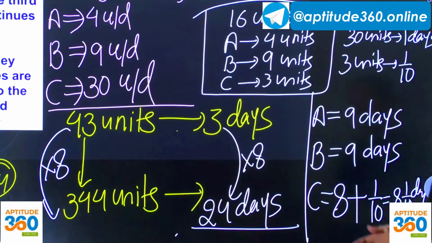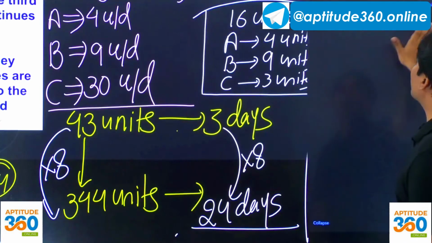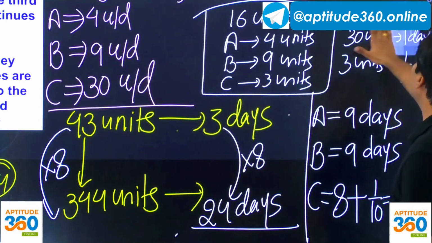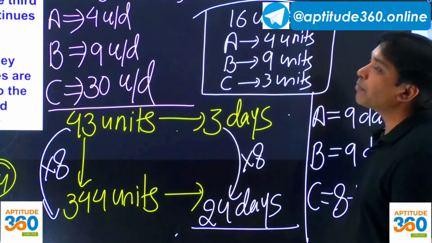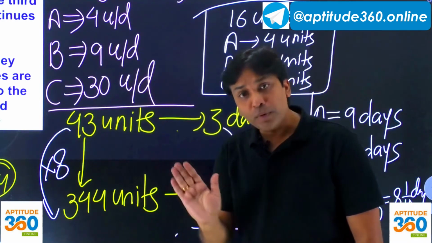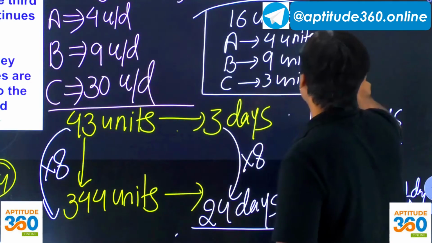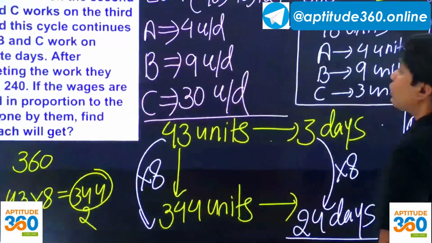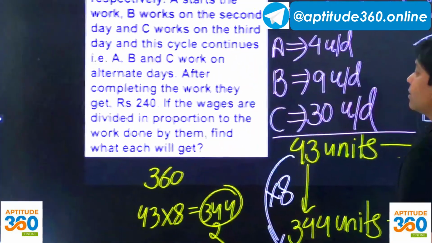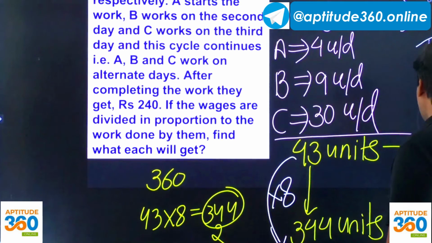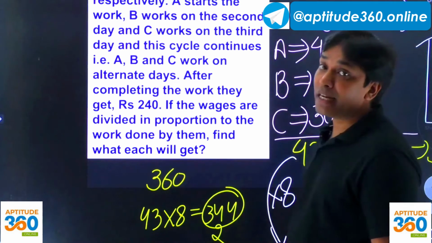ये तो आपको अगर प्रॉब्लम यहीं पे होता तो प्रॉब्लम आपका सिंप्लीफाइड हो जाता. जैसे वो ये पूछता ना कि A ने कितना दिन काम किया, B ने कितने दिन काम किया, C ने कितने दिन काम किया, तो ये प्रॉब्लम खत्म हो गया. But what is the problem out here? The problem says that they are getting 240 rupees for the entire work.